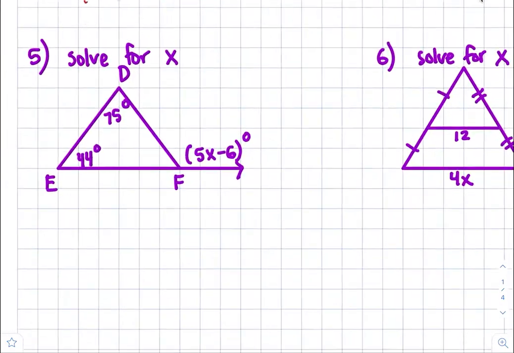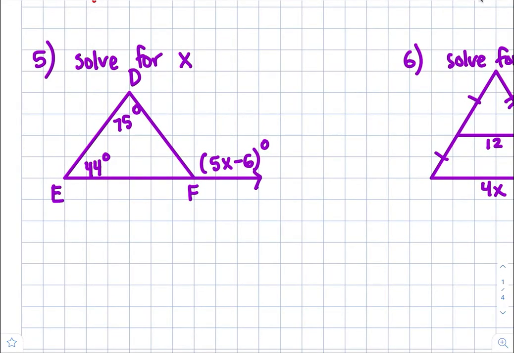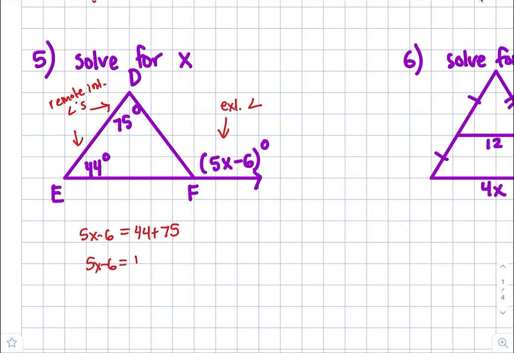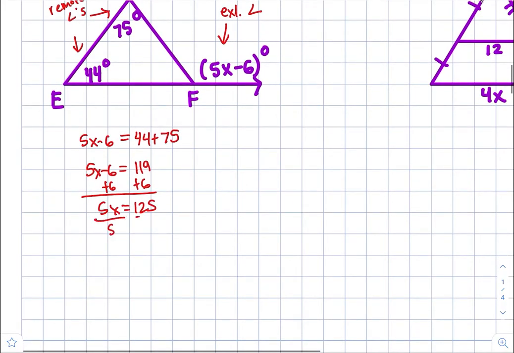Number 5. So for number 5, you guys, this is what we call an exterior angle, and these are called your remote interior angles. So the exterior angle, you guys, is equal to the sum of the two remote interior angles. So 5x minus 6 is equal to the sum of the two remote interior angles. So we get 5x minus 6 equals 119. Add 6 to both sides. 5x is equal to 125. Divide both sides by 5, and you should have gotten x is equal to 25.